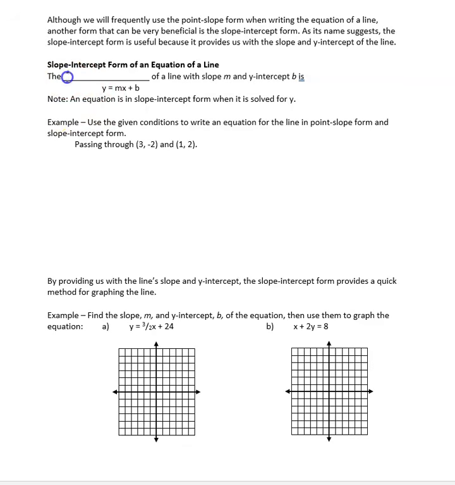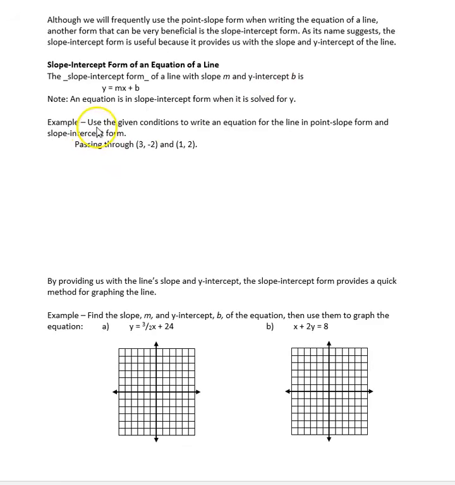So the slope-intercept form of a line with slope m and y-intercept b is y equals mx plus b. And one note is that an equation is in slope-intercept form when it is solved for y. And once we have it in this form, then the coefficient of x gives us the slope of the line, and the constant gives us the b value, which is the y value of the y-intercept.